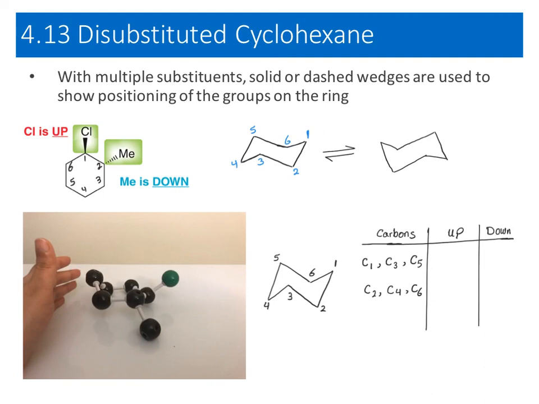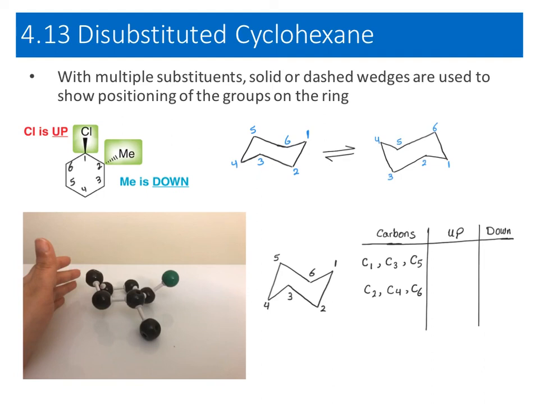Now, let's do the chair flip and number the new chair conformation that is forming due to the chair flip. Upon chair flip, carbon number 1, which was up, comes down. So this is going to be 1, 2, 3, 4, 5, and 6. Be very careful about your numbering.